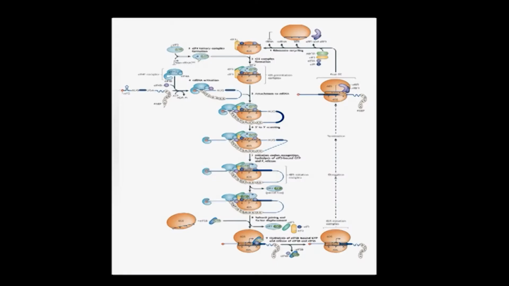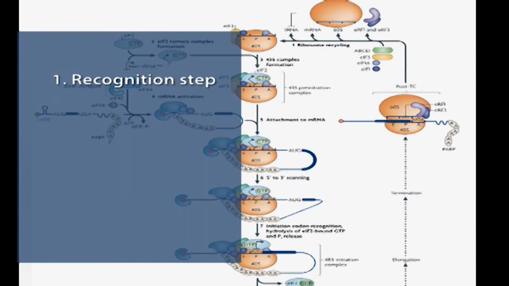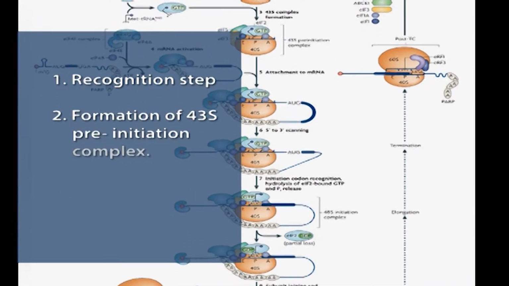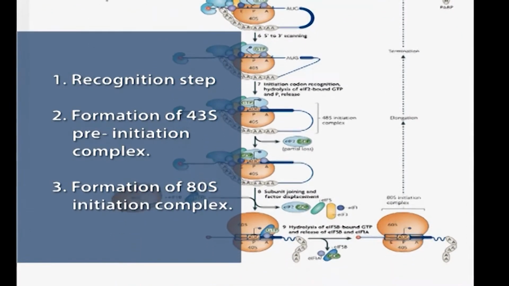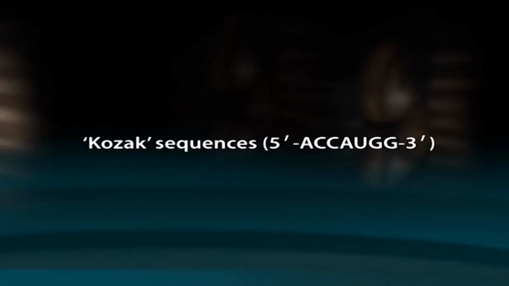Initiation. This is the first step in translation. Please see the figure on screen, and this involves 3 steps. First one, recognition step. Second one, formation of 43S pre-initiation complex, and third one, formation of 80S initiation complex. In the recognition step, the first AUG triplet after the marker nucleotide sequence is identified by the ribosome as the initiation codon. In mammals, the marker sequences are called Kozak sequences: 5' ACCAUGG 3'.